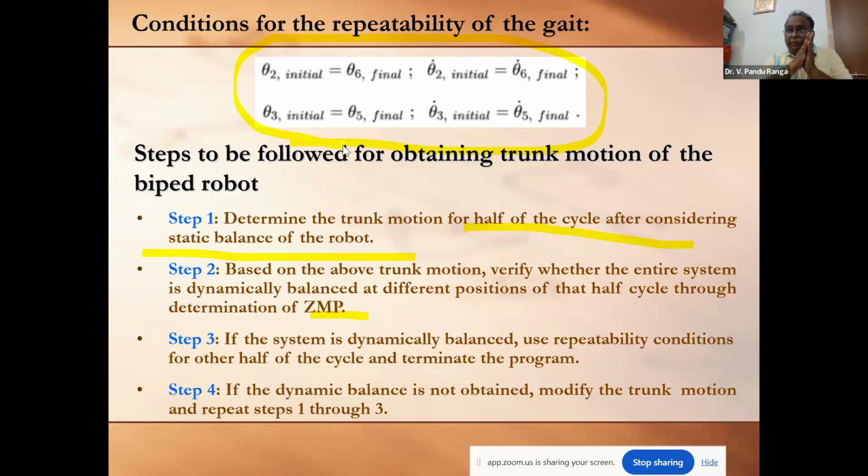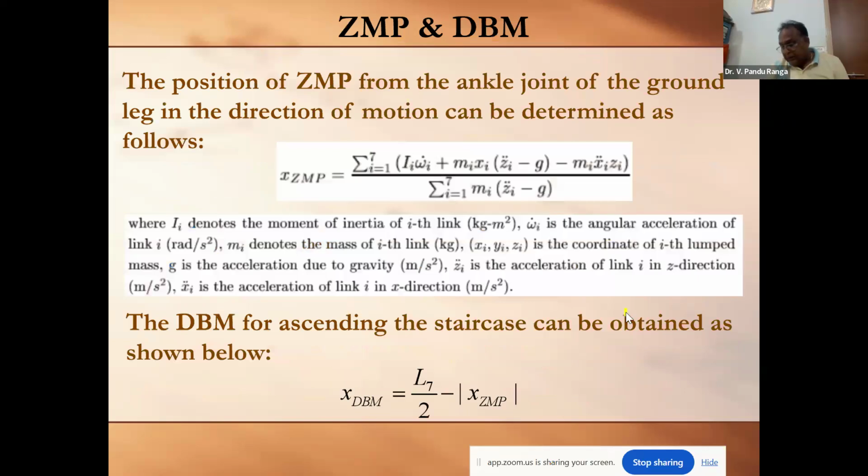So once you complete half of the cycle, for the rest of the cycle we should ensure that the links follow repeatability conditions by exchanging the gait. We did that, and once again we verified the dynamic balance of the gait. Once it is satisfied, it will be supplied to the robot for moving from one location to another. So as I said, once the gait is done and ready, we have to verify the gait for its dynamic balance.